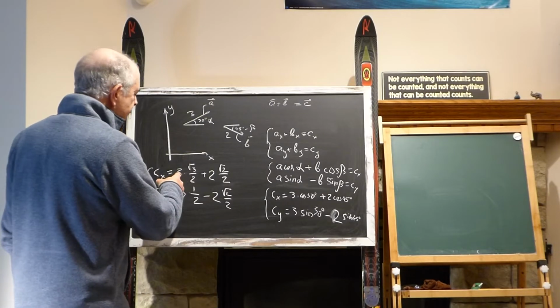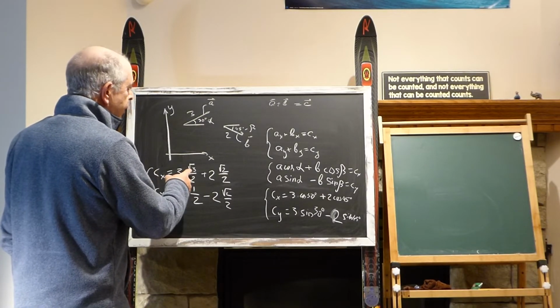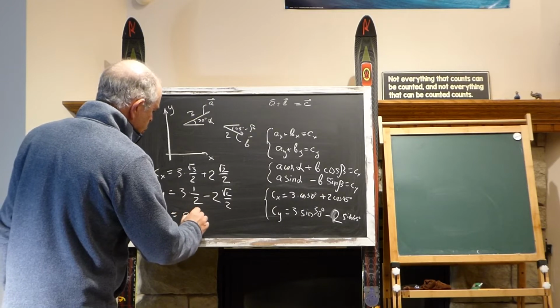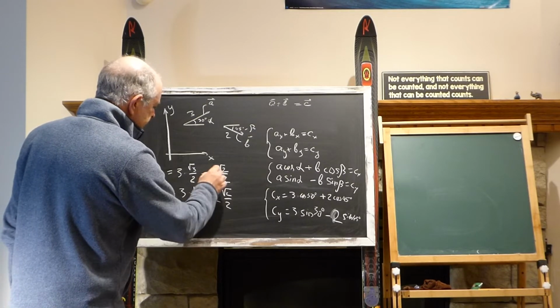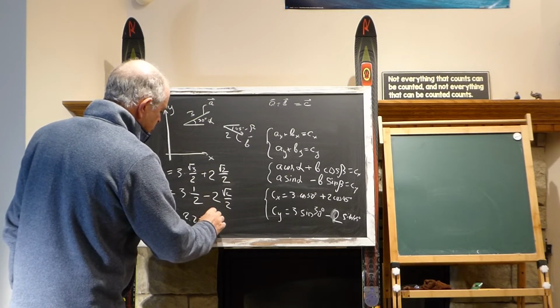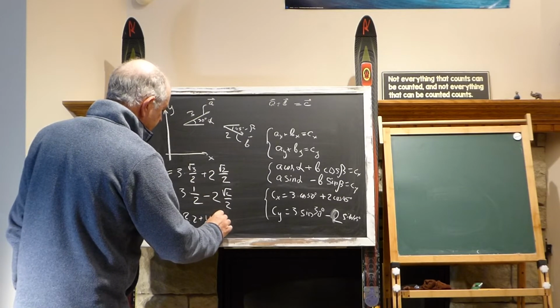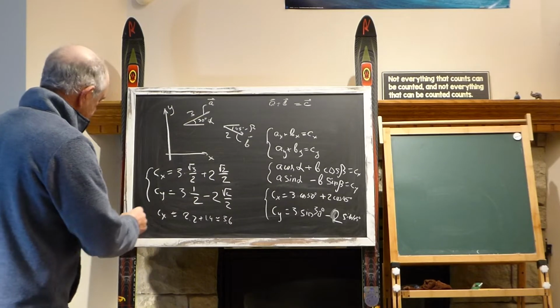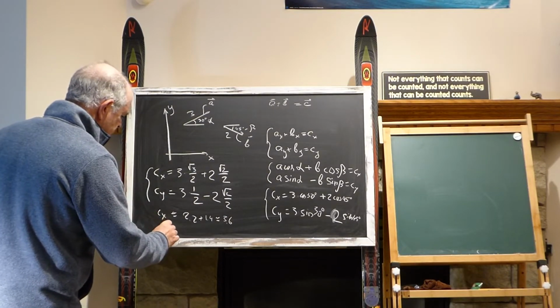So 3 times 1.7, very roughly, would be, I will put here, 2.2, plus this 2 is gone, 1.4. It's very roughly 3.6. You may correct me, but I think I'm pretty close.